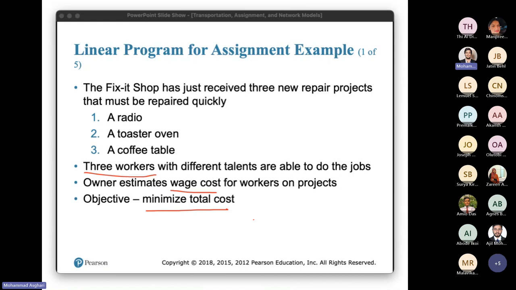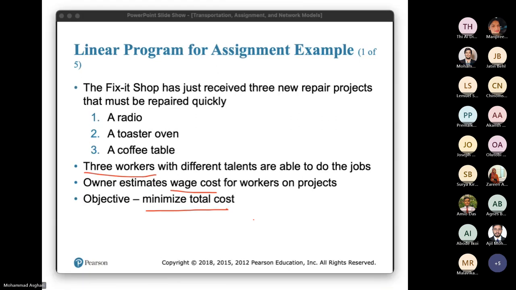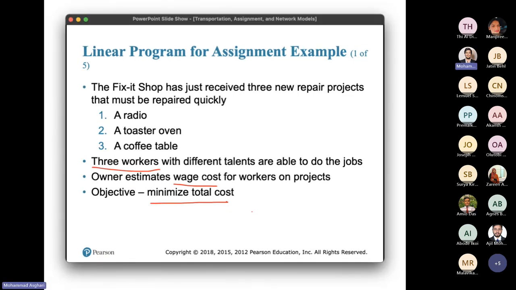If I use a very expert person to go for the coffee table, do you think it is a good idea? And I send another person to repair a toaster oven. So we can model it and find the optimal decision.